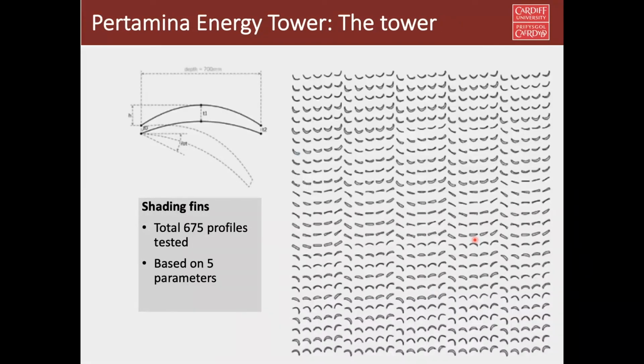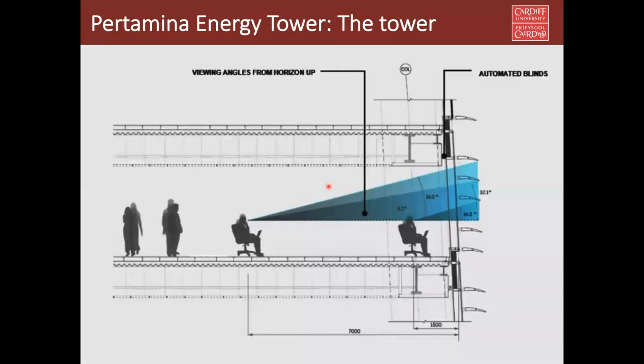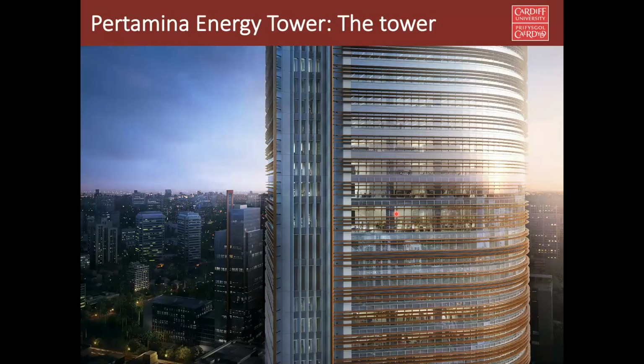And now they did other optimization. They optimized just the shading devices. So they used a computer simulation tool to optimize, and they designed 675 profiles of shading devices. And in the optimization tool, they gave 5 conditions, 5 parameters. Based on that parametric simulation optimization, they found their final design. That results in a trade-off between daylighting and solar radiation. And that is the final shading devices.